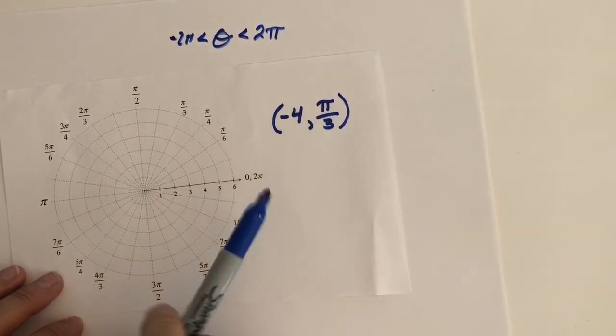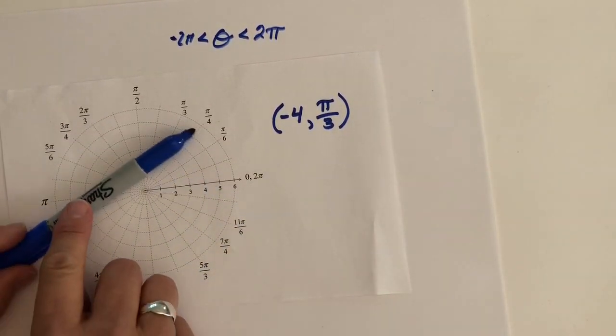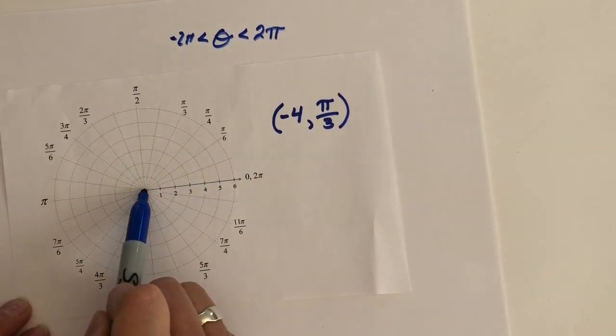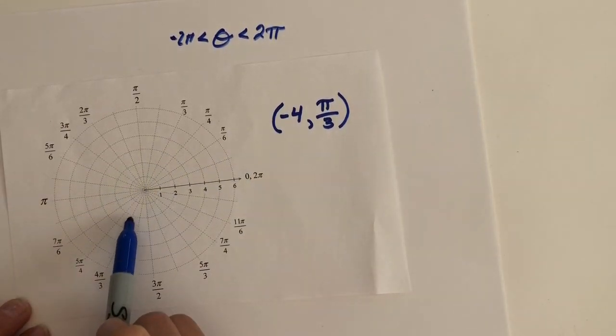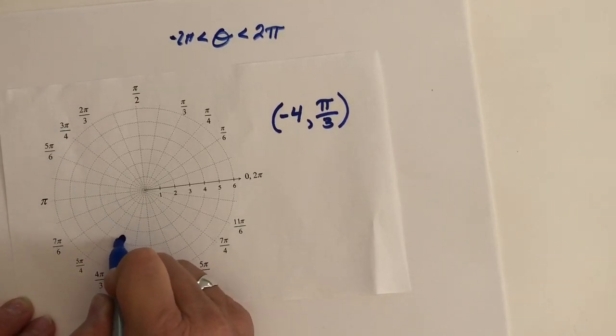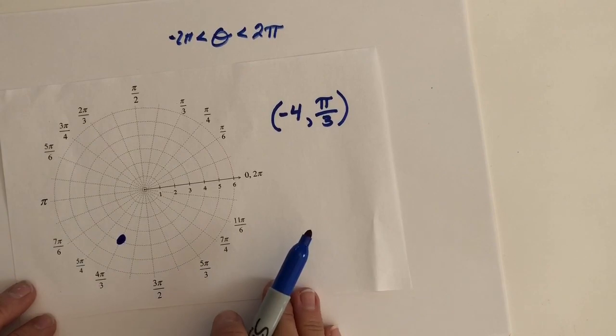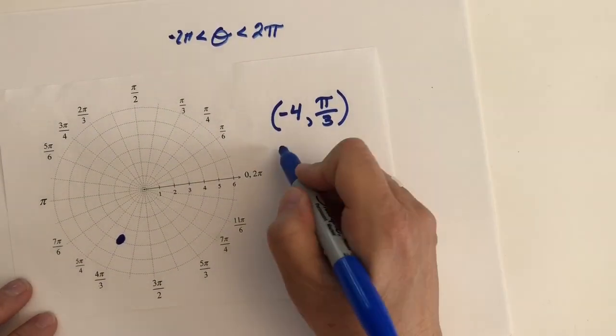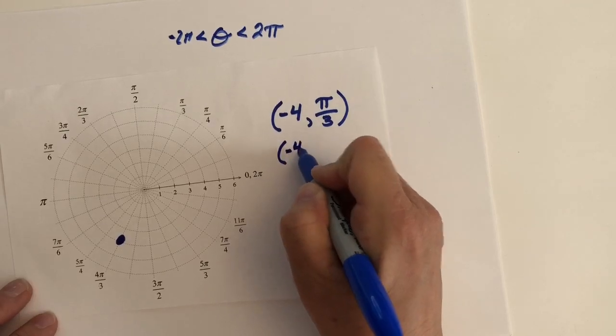So we turn in the direction pi over 3. So from here, I'm looking in this direction, pi over 3. And we are going backwards 4 units. So 1, 2, 3, 4. So here's the point that we're talking about. Let's maintain our R value the same. We'll keep it at -4.